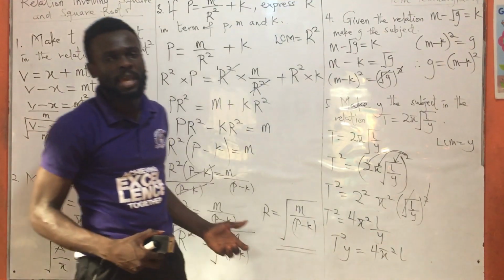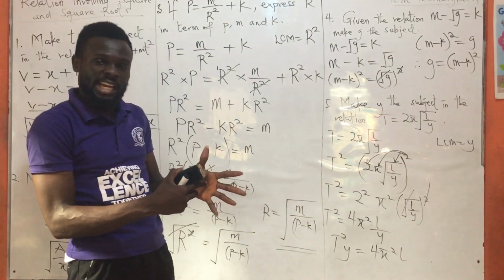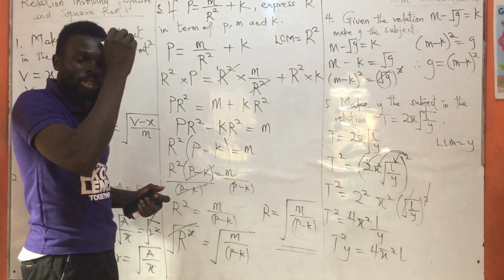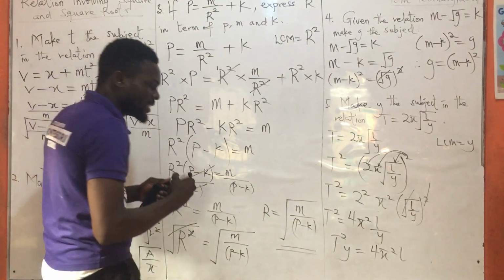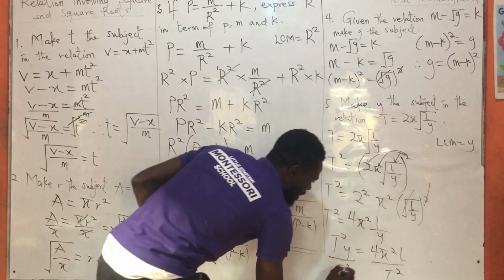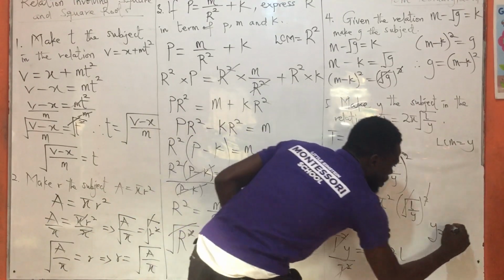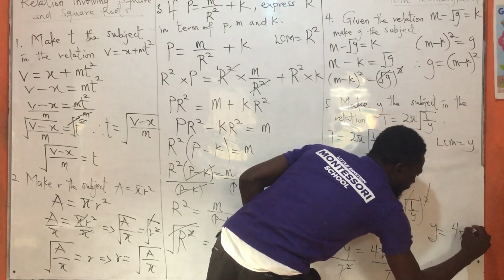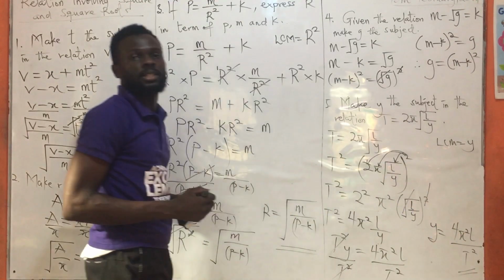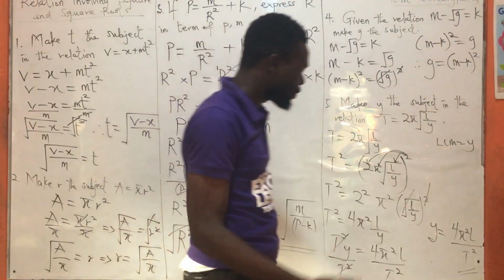Good. Now what are we making the subject? Y. But y is not alone. It's being multiplied by t squared. So what do you do? You divide both sides by what? T squared. So divide by t squared, divide by t squared. T squared cancels t squared. So y is equal to 4 pi squared L all over t squared. And this is your answer for that.